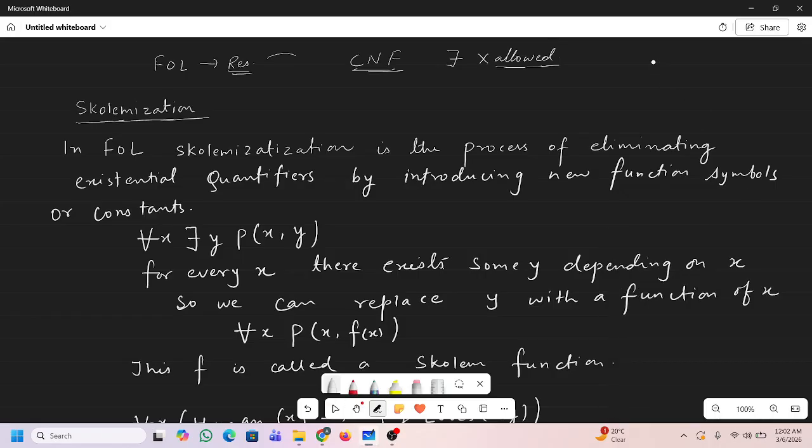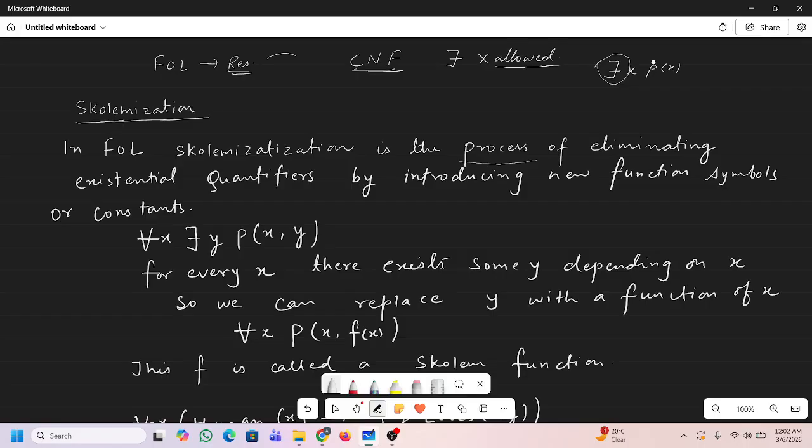If it is given that there exists some x, p of x, then we don't know which x is going to satisfy it. So the main purpose of Skolemization is to remove these existential quantifiers. This is the definition in first order logic: Skolemization is the process of eliminating existential quantifiers by introducing new function symbols or constants.